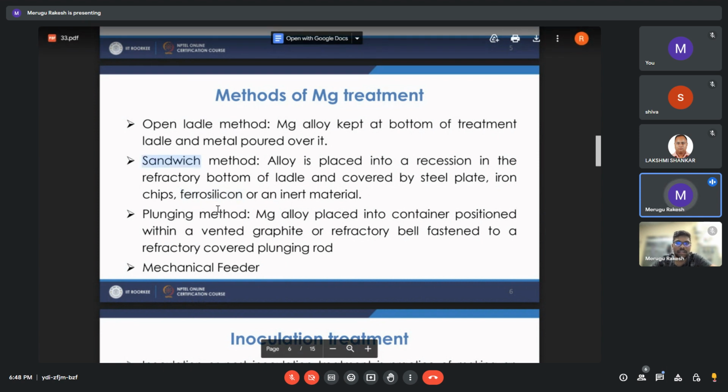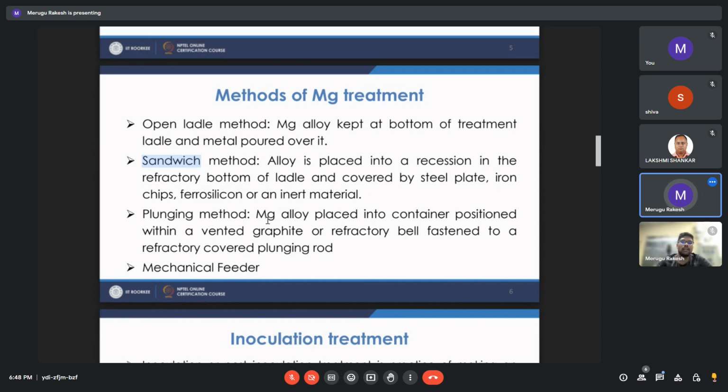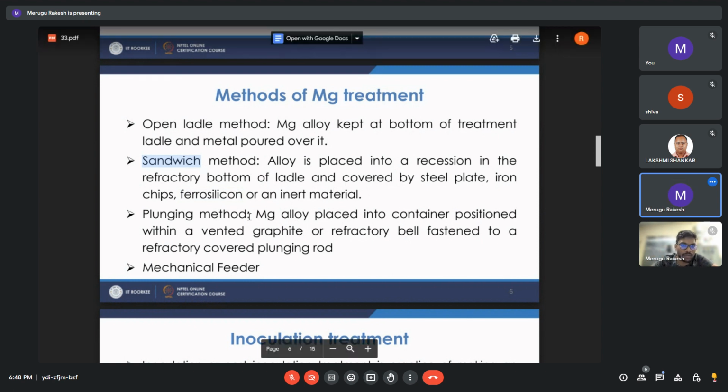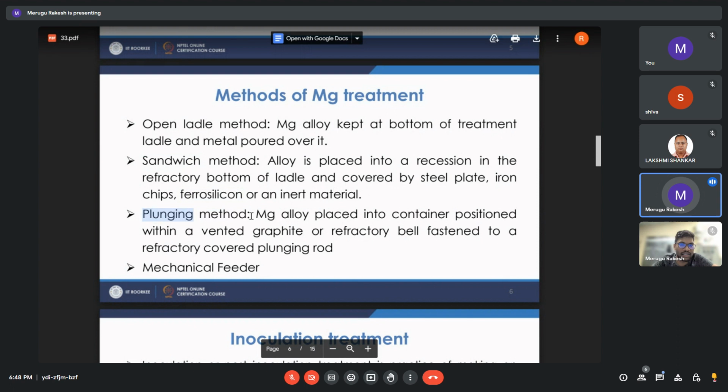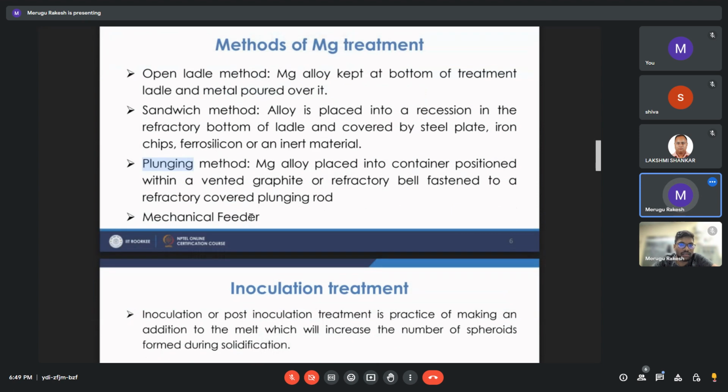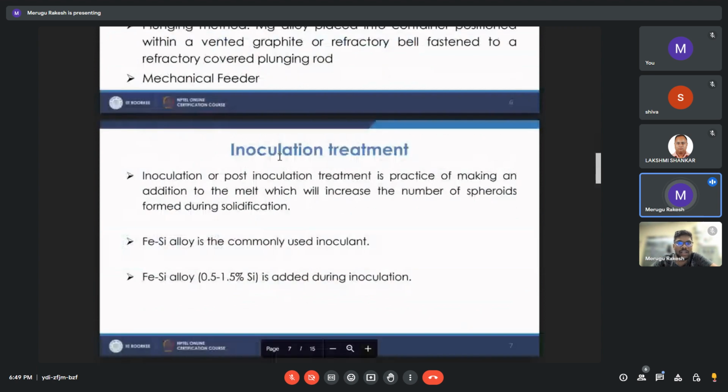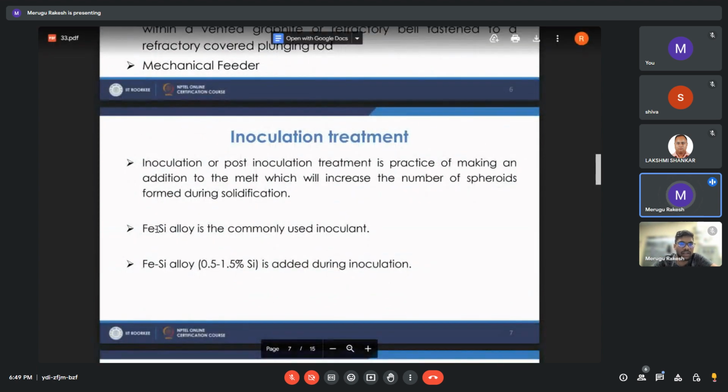Then the plunging method. So basically, we will have a vertical... I will discuss this plunging method. We need a good pictorial explanation. I will discuss. Then the mechanical feeder. It is feeding this magnesium mechanically while pouring. Then we'll feed the magnesium along with it. Then comes the inoculation. Here we are using ferrosilicon alloy as an inoculant.